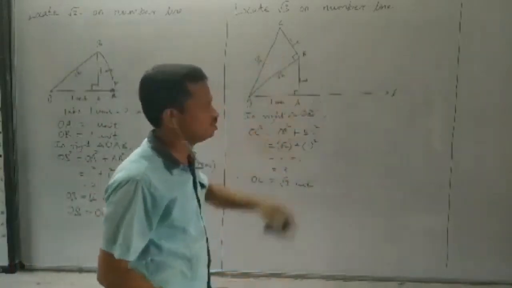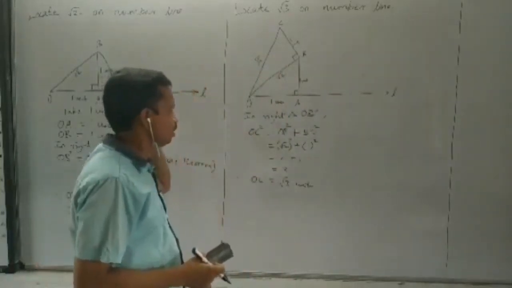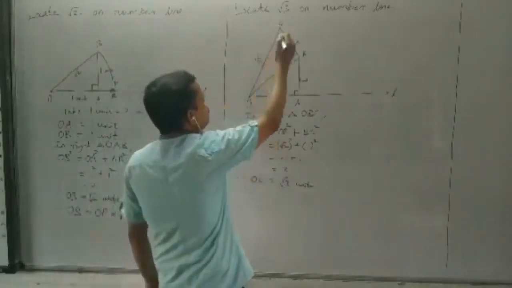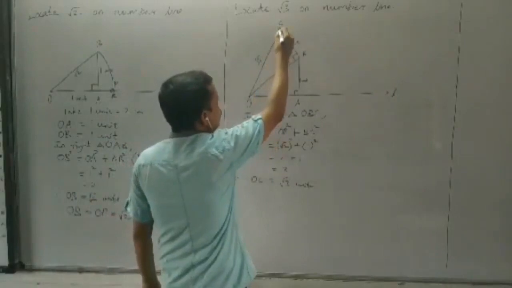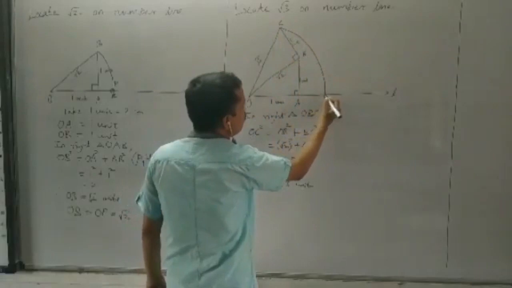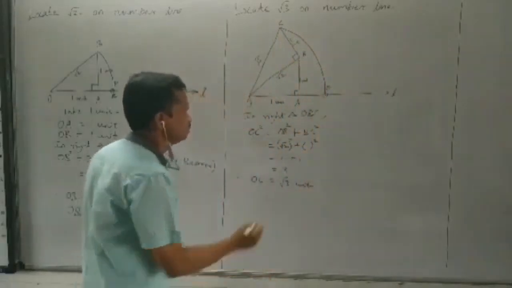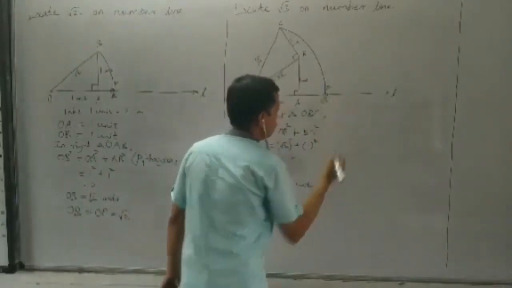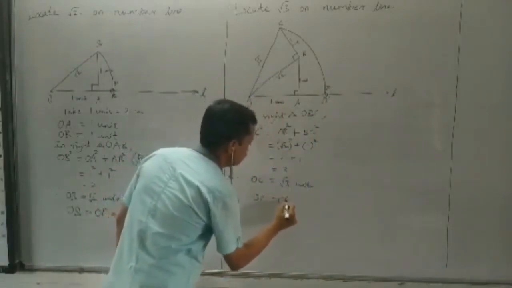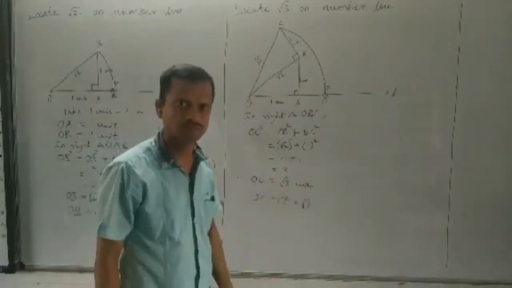Geometrically, we got that OC is root 3, and we have to locate it on this number line. So we take the compass pointer and, keeping O as center, OC as radius, you draw an arc. Like that it will come, and mark this point as P. Now this is root 3, the location of root 3 on this number line. So OC is equal to OP, that is equal to root 3. Is it clear, children?